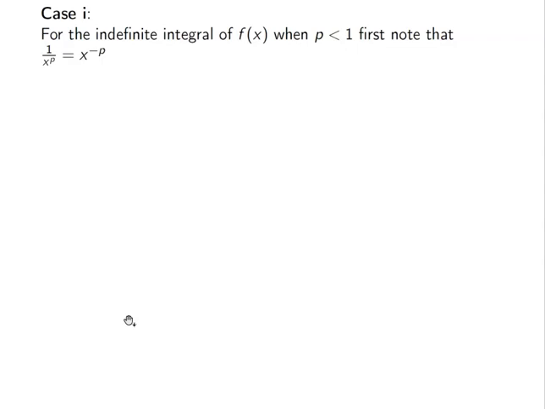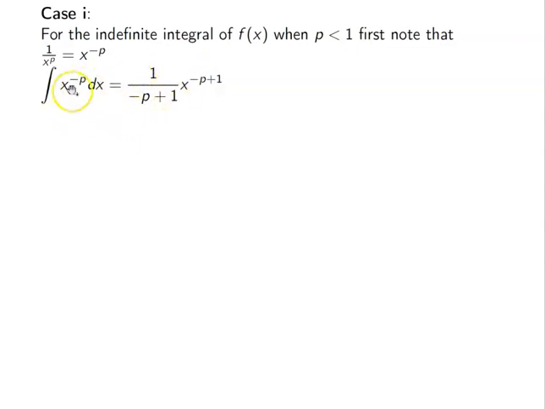So for less than 1, the indefinite integral, right? So without being bounded, of f of x when p is less than 1. First, note that 1 over x to the p is the same thing as x to the negative p. So this will be nice for me to do some calculations. And again, remember here that p is less than 1. Okay, it could be negative. So when p is negative, this is actually a positive value, right?